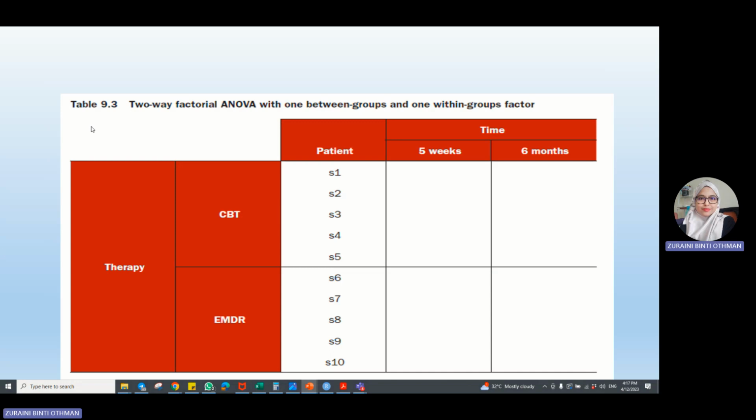Here is the table for two-way factorial. Okay, this is two-factor ANOVA with one between group. This is one between group and one within group factor. This is patient over time, the within group factor.